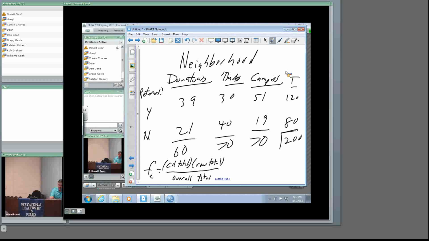So let's calculate that for the expected number of yeses for downtown, where I drew the parentheses. The column total is 60. The row total is 120. And we're going to divide that by 200. And I think we're going to get, if I can do that in my head without checking there, 36. Is that correct?